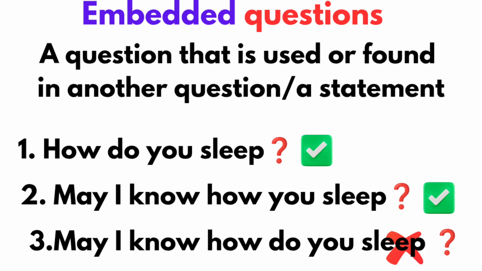So in the second sentence, may I know how you sleep? When it comes to a regular question, after the WH form word, we directly use helping verbs: do, does, am, is, are. When it comes to embedded questions, we don't use it like that. After the WH form word, we use the subject, and the verb comes at the end. And for both regular questions and embedded questions, we put a question mark at the end. There is no doubt in that. We will see another 2 to 3 examples to understand the concept easily.